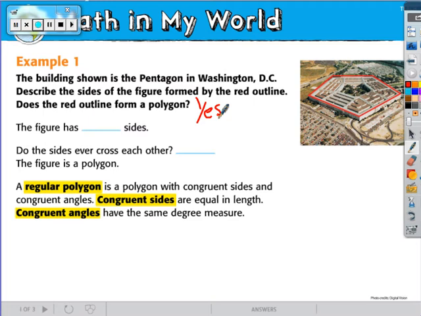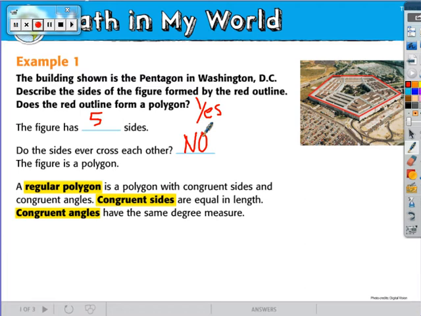Now, the figure has blank sides. How many sides does the figure have? 5. Do the sides ever cross each other? No. So that is why the figure is a polygon, just like we were talking about with our last page.